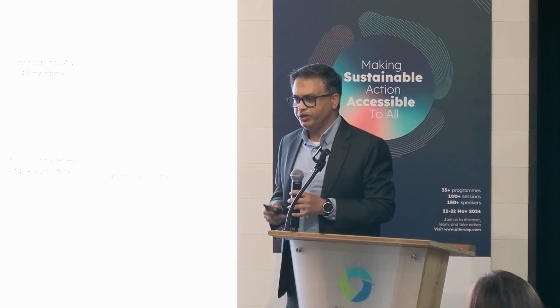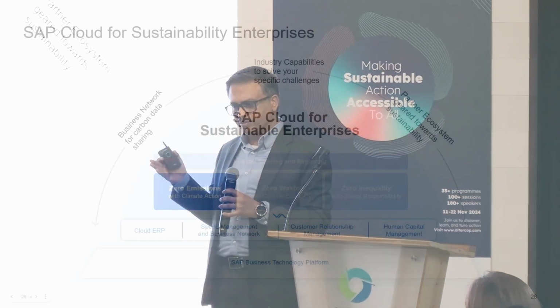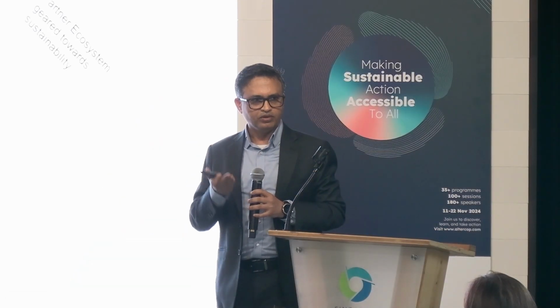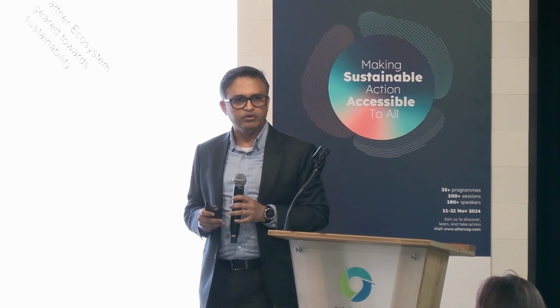So how is SAP positioned to provide a solution? As you see here, there are 3 zeros. The first zero is zero emission. That is helping companies on their net zero or decarbonization journey. Scope 1, Scope 2, Scope 3. One is the calculation, second is hotspot identification, then data exchange. So what is required to do the estimation and action are part of zero emission.